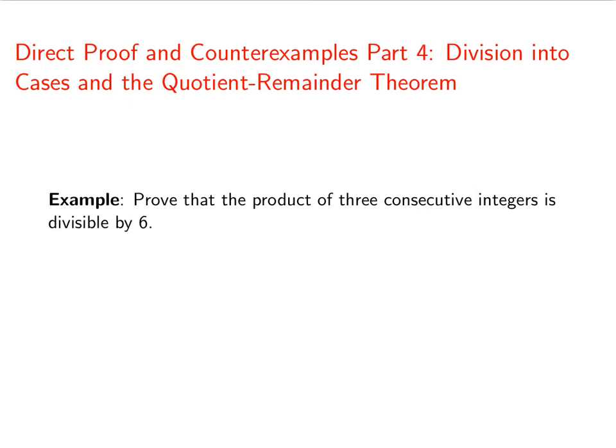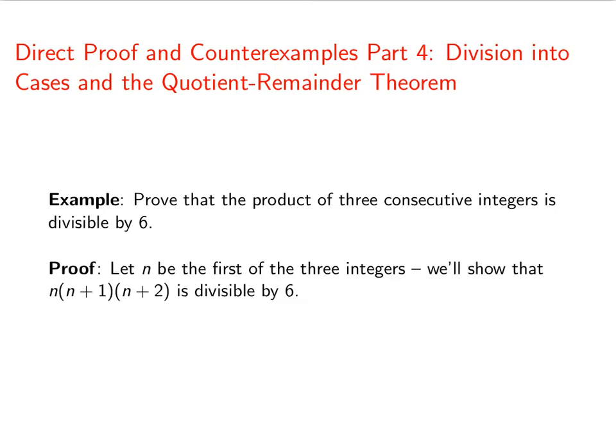Hello, discrete math fans. Let's prove that if we take three consecutive integers and multiply them together, we're always going to get something that's divisible by 6. So to prove this, let n be the first of the three integers. Now the product of three consecutive integers is n times (n plus 1) times (n plus 2). And what we'll do is show that that's divisible by 6.